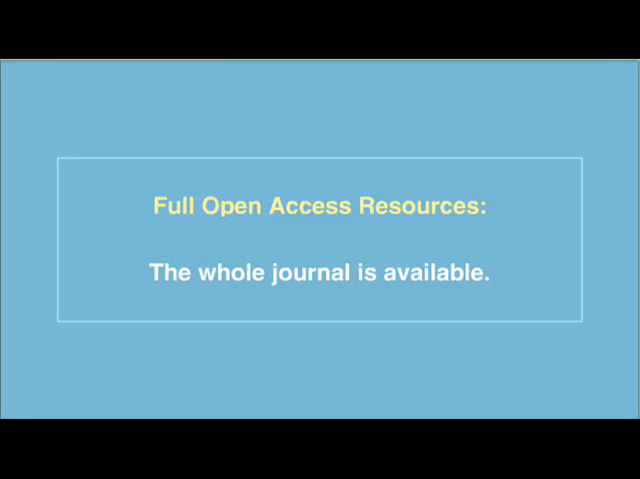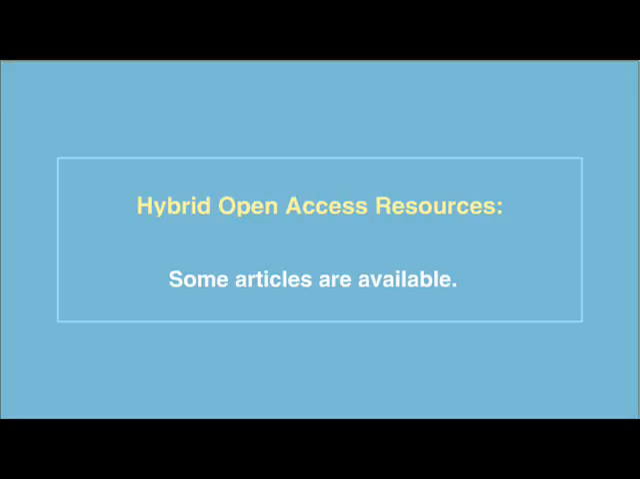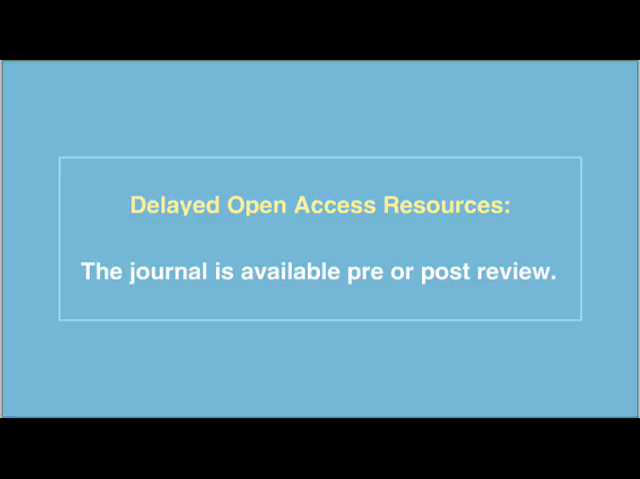The first type is full open access, meaning the whole journal is available. The second type is hybrid open access resources, meaning some are fully available to read, while others on the website aren't available for access. The third and final open access resource is delayed open access, meaning the contents of the article are only available for a certain period of time. An example may be a pre- or post-publisher review.